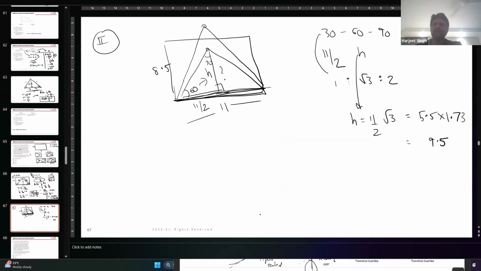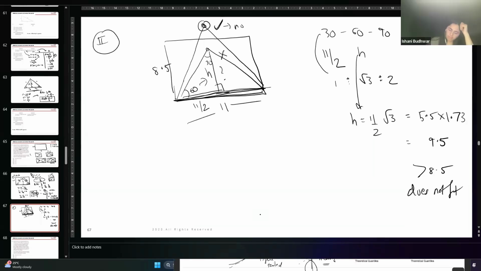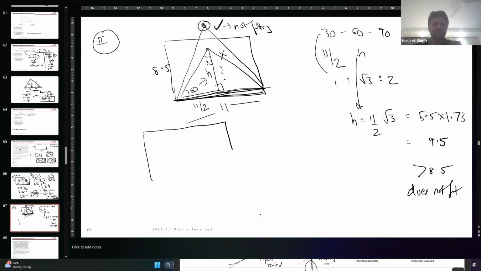So can I say 9.5 is greater than 8.5? So it does not fit, which means this vertex is not fitting. So we can't construct the equilateral triangle on side 11 of the rectangle. So we need to use what? 8.5. So now we construct it on 8.5. No problem.